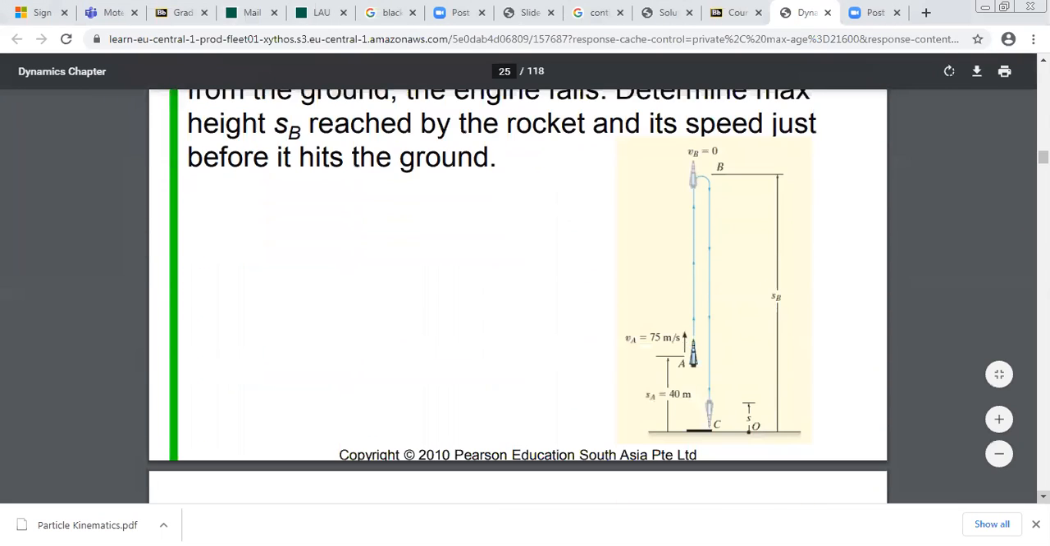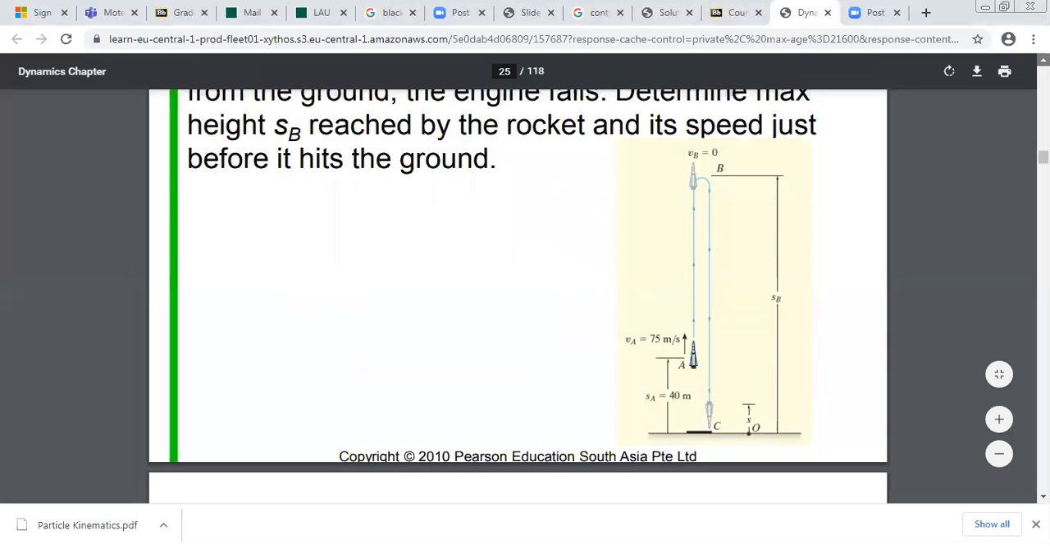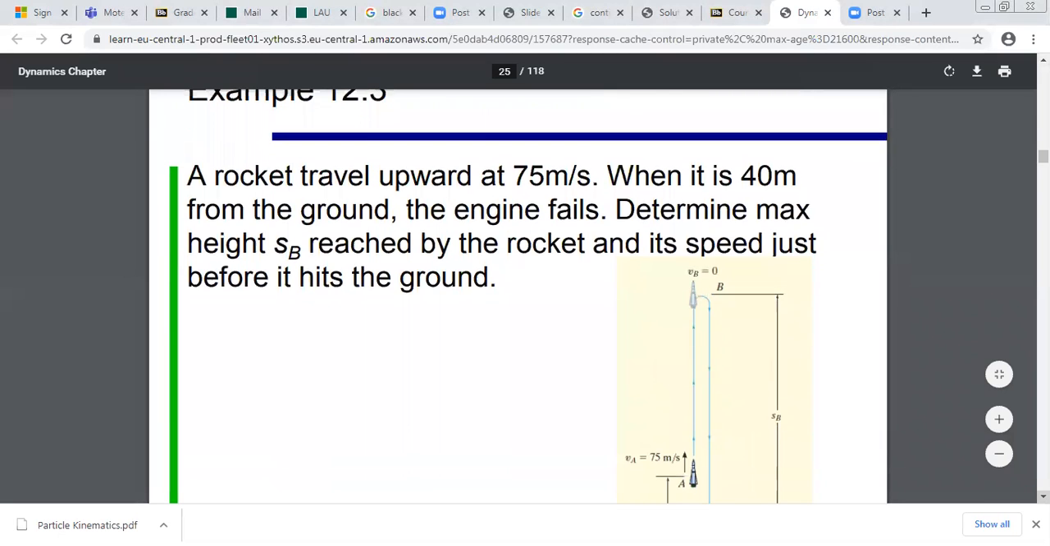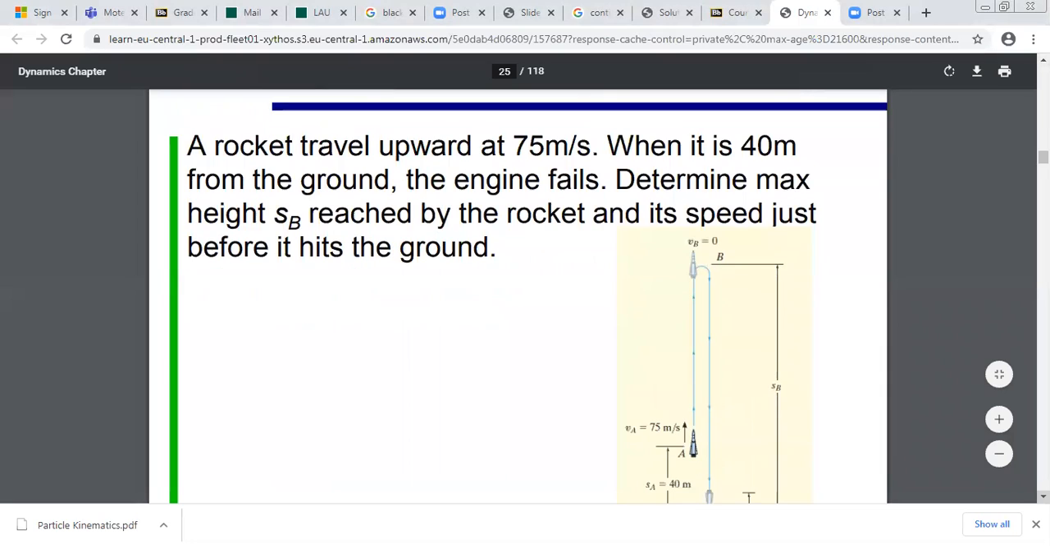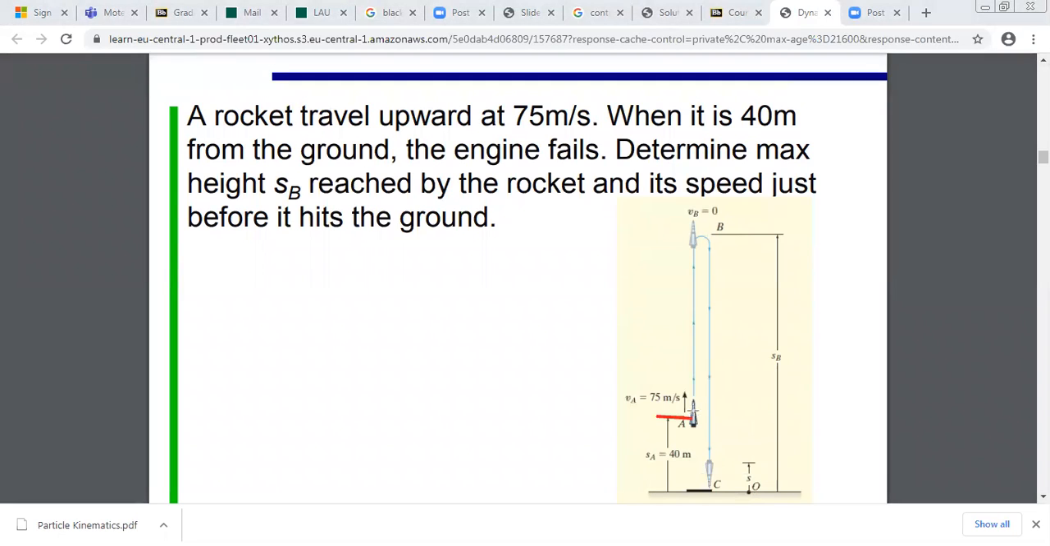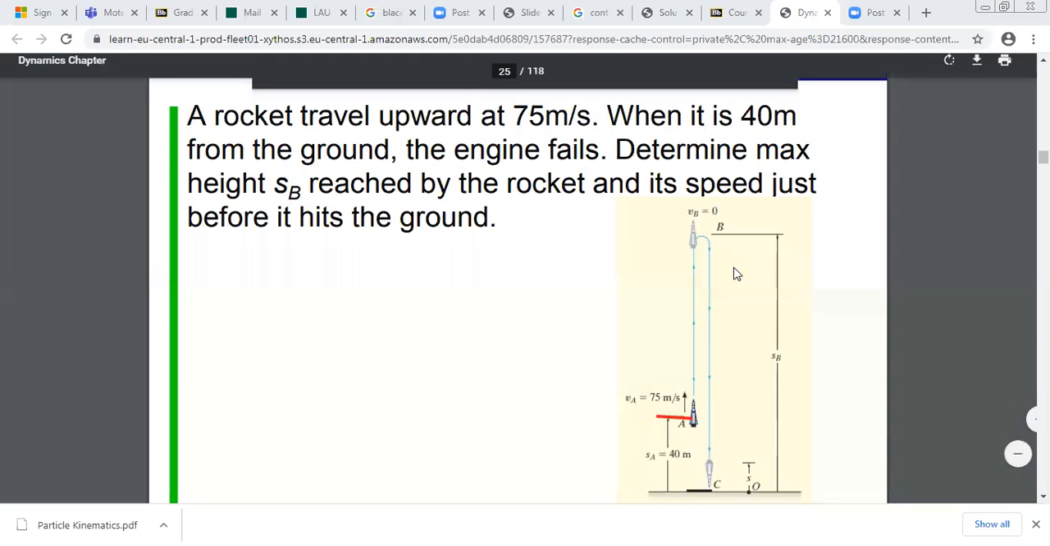Okay, another problem. A rocket travels upward at 75 meters per second. When it is at 40 meters from the ground, the engine fails. Determine the maximum height reached by the rocket and its speed just before it hits the ground. So here we have a rocket in motion, and when it reaches this position for s equal 40 meters, we have that the engine fails.